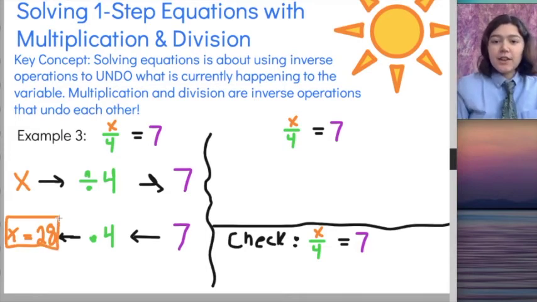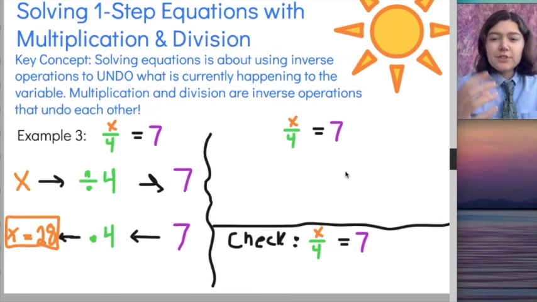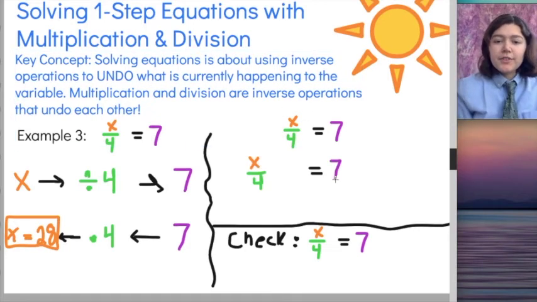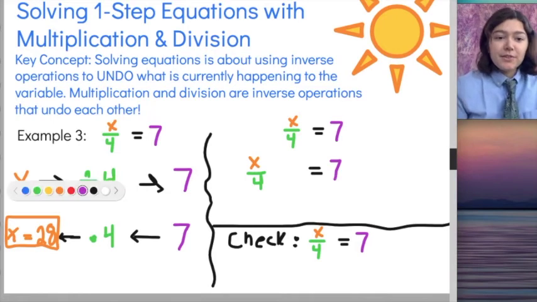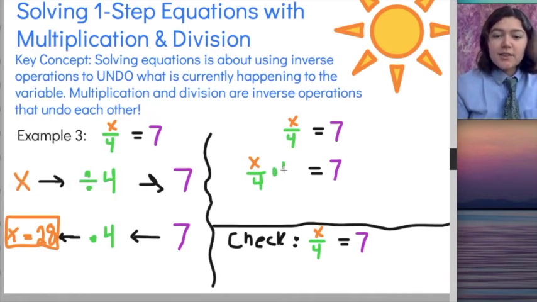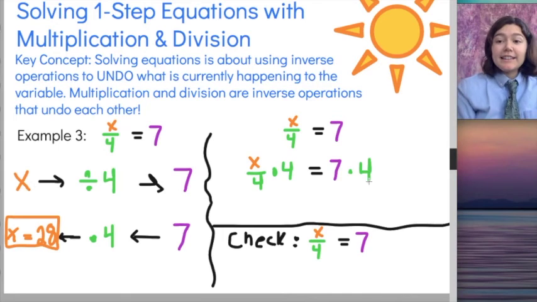Okay? Let's show that with the other method. So I'm just going to rewrite my equation but with some space. So I have x divided by 4 equals 7, and I'm going to ask myself, how do you undo dividing by 4? Multiply by 4. Perfect. We undo dividing by 4 by multiplying by 4, just like we did here. So I'm going to multiply by 4 on my left-hand side, and then I'm going to multiply by 4 on my right-hand side, because again, to keep a balanced equation, you have to do it to both sides.